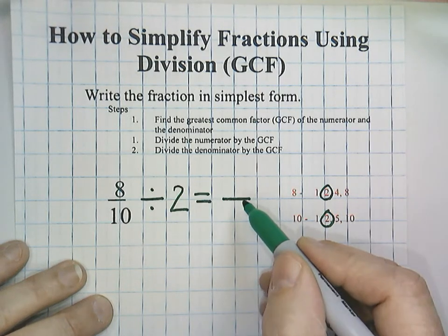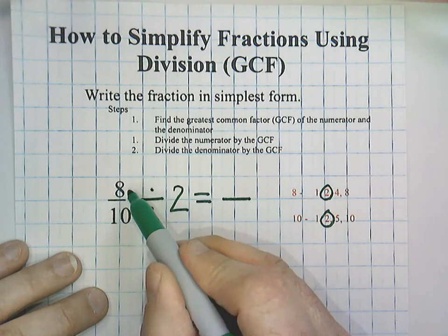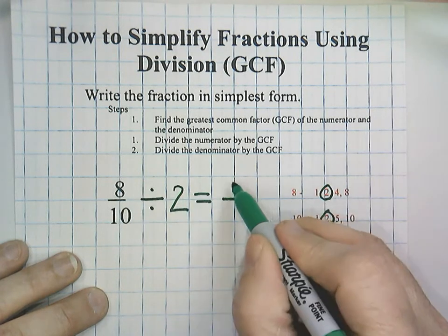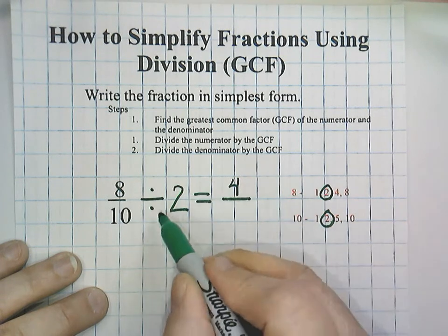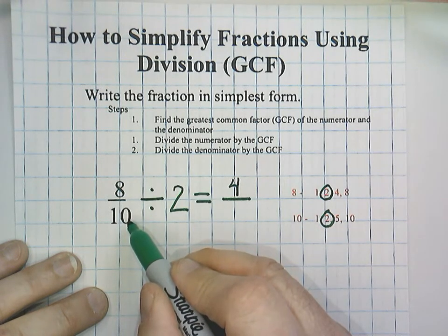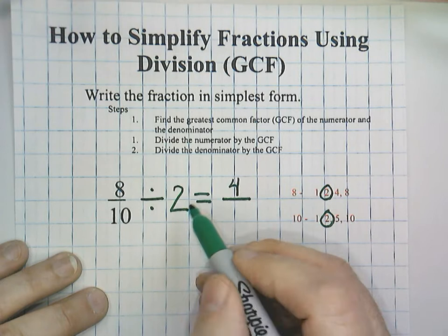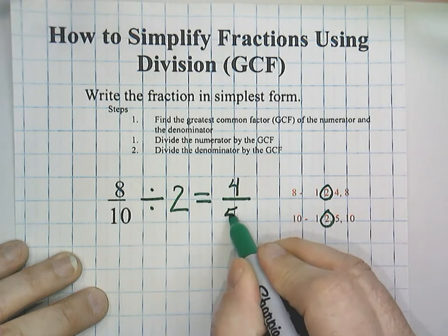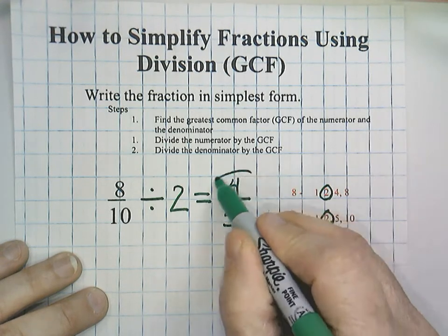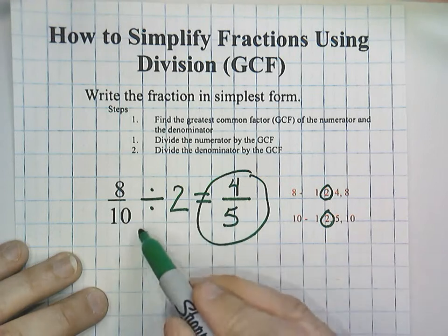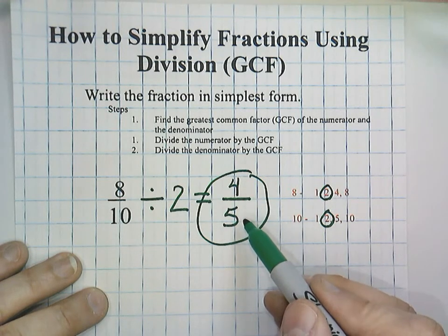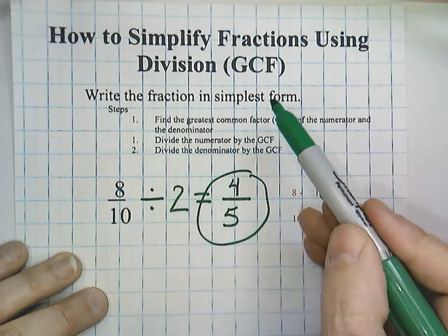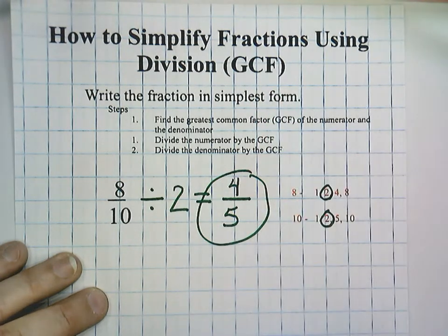I'm going to draw my fraction bar. 8 divided by 2 is 4. And the denominator, 10 divided by 2, is 5. So our 8/10 simplified would be 4/5 using division or using our greatest common factor.